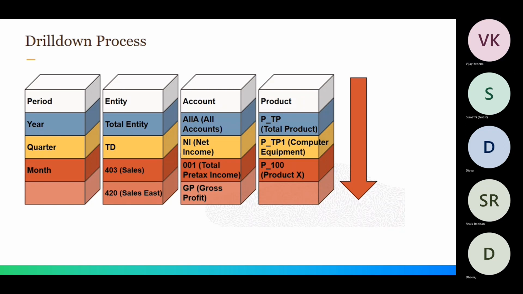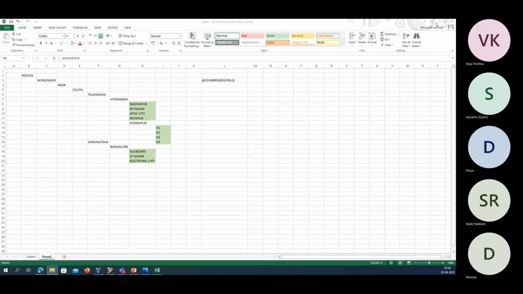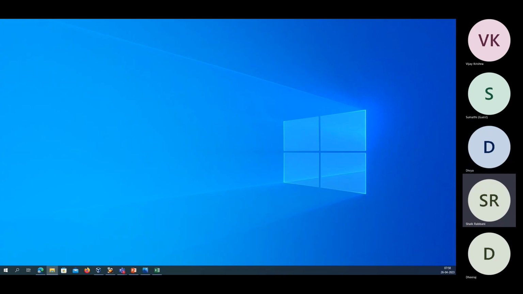Clear? Okay. Understood? Any questions? Divya, Rabbani, any questions you have? No questions. Okay, right.